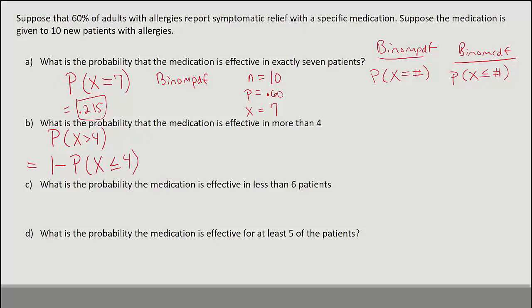Now what do we have? Now we have a situation where we have a less than or equal to. You stop, you ask yourself, does it satisfy what we need for either PDF or CDF? Yes, it does. Which one? This is going to be a Binomcdf problem.